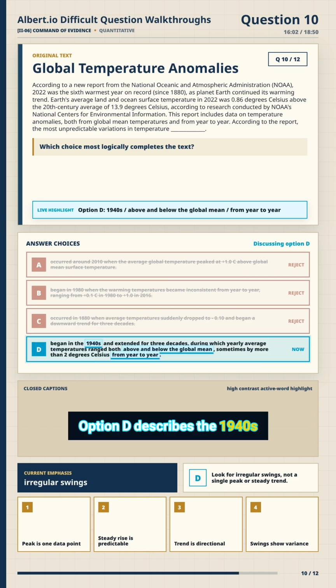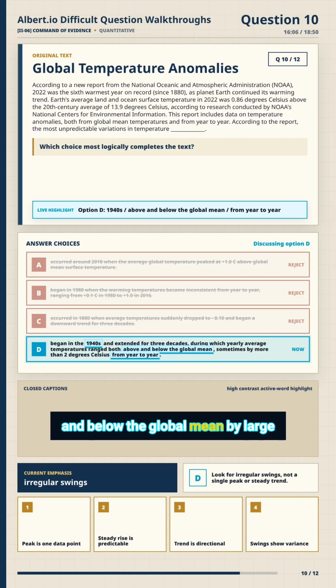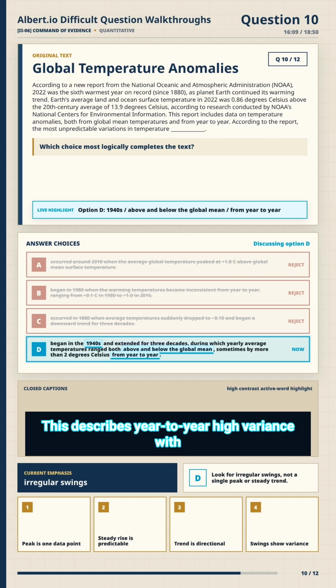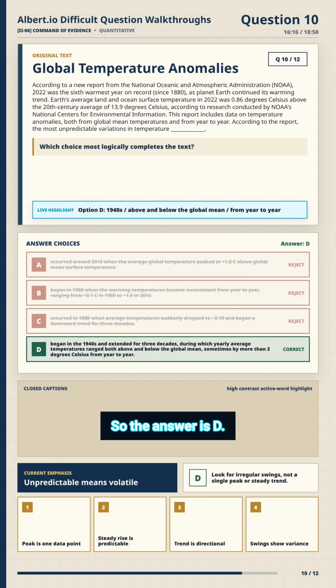Option D describes the 1940s and the 3 decades that followed. The yearly averages swung above and below the global mean by large amounts year over year. This describes year-to-year high variance with no consistent direction, which is unpredictable variation. So the answer is D.